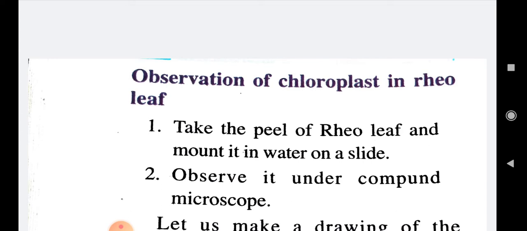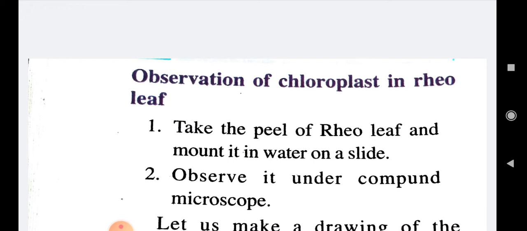The thin layer that is present on the leaf, you have to take it off carefully, and you have to take a glass slide. You have to keep this peel on the glass slide, not the leaf completely, just the peel. Means if you observe the leaf, a waxy layer will be present on the leaf. That waxy layer you have to take it out carefully.